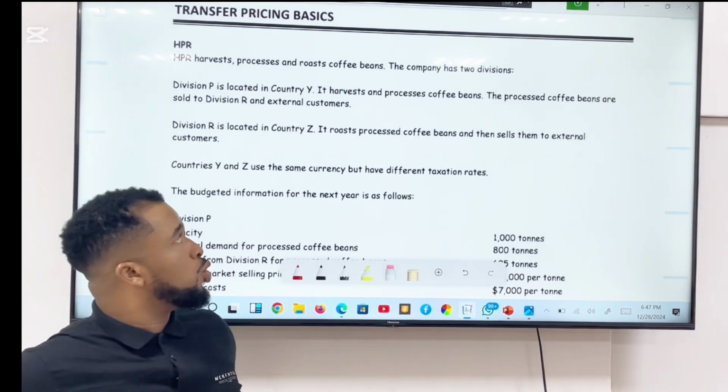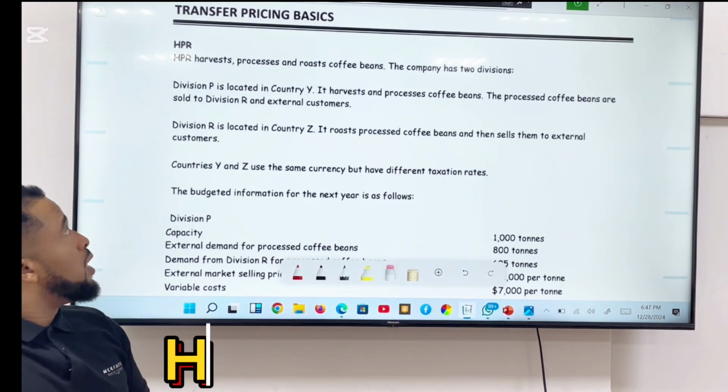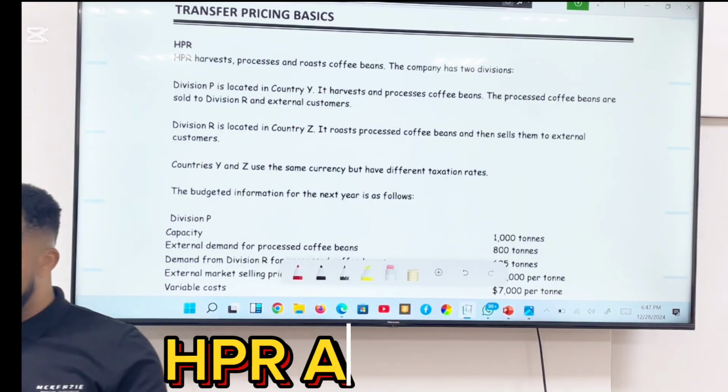In today's class, we'll be looking at a very basic example. This was an ACCA exam question, HPR. All right, so we'll quickly look at that briefly.